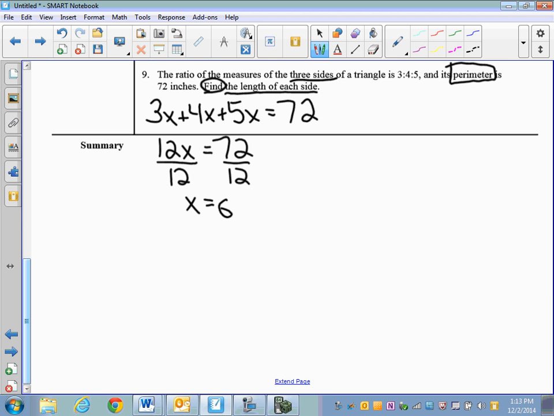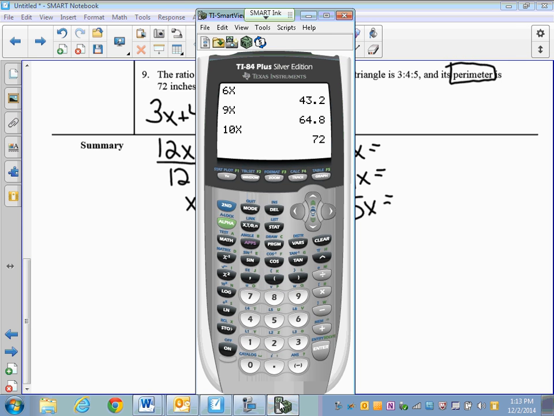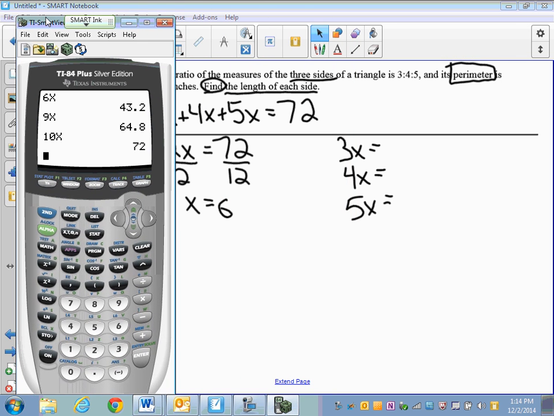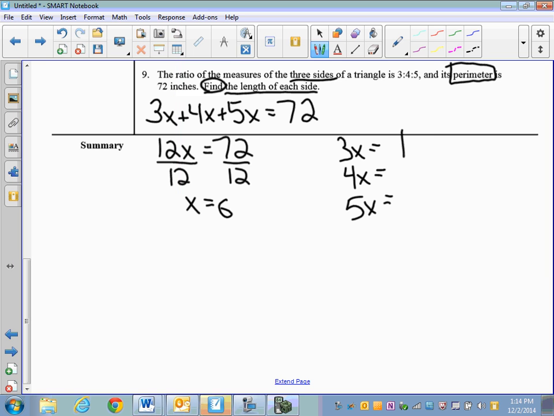So once again, I'm asked to find the length of each side. So the sides are 3x, 4x, and 5x. I'm going to use that same trick that I used before with the storage function, where I'm just going to do 6 store, remember above the on button, x, pretty close to the upper left-hand corner. So I'm going to type 3x, 4x, and 5x. And that gives me my lengths of 18, 24, and 30.